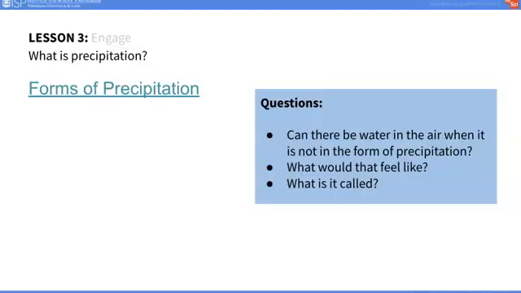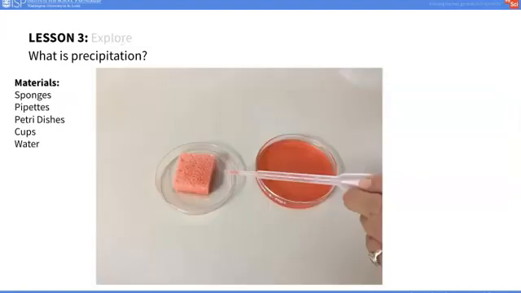Students will then consider if there can be water in the air when it is not in the form of precipitation, what that would feel like, and what it is called. Guide students to discuss humidity and how this component of weather can cause the air to feel sticky on a hot summer day.